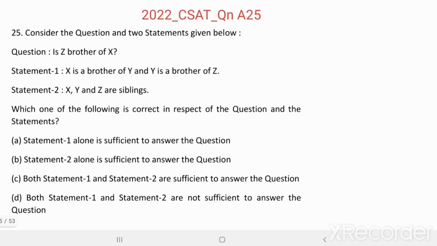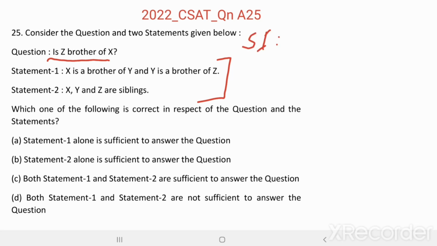Question number 25. Consider the question and two statements given below. Question: is Z brother of X? Statement 1. X is a brother of Y and Y is a brother of Z. Statement 2. X, Y and Z are siblings. Which one of the following is correct in respect of the question and the statements? Here we need to answer the question: is Z brother of X? For that we have two statements here. Let us see the first statement.